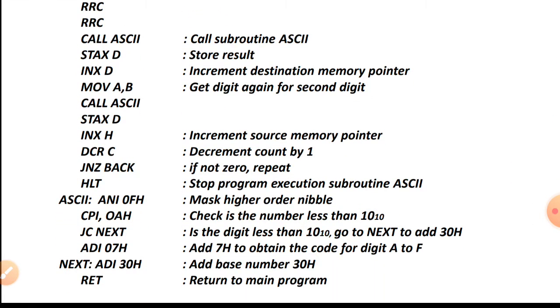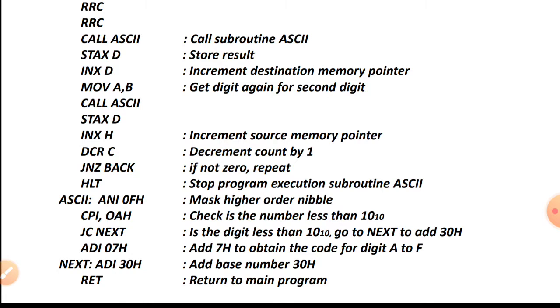Before we call the ASCII, there is one more instruction, MOV A,B. Now what is the B register? The actual number, that is 9F, we have saved in the B register, and we call that number again into the accumulator. So when this number is called back, the accumulator will be having 9F. And whenever we have 9F, we will call the ASCII code.